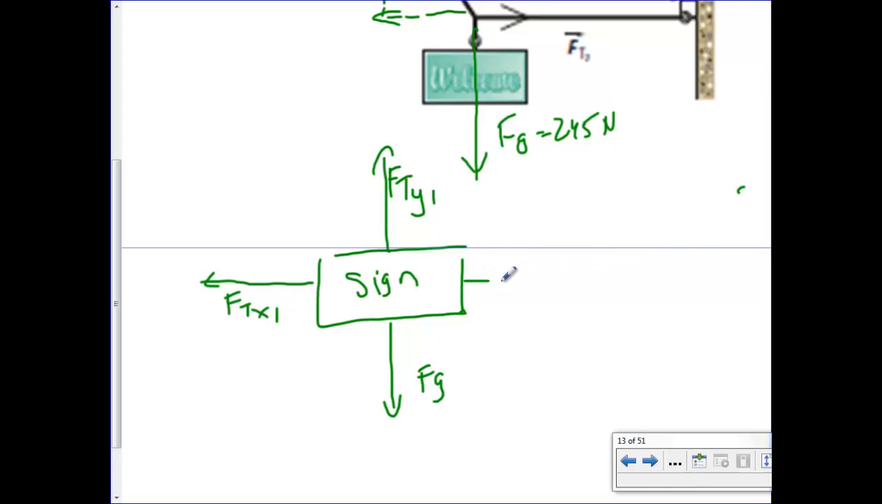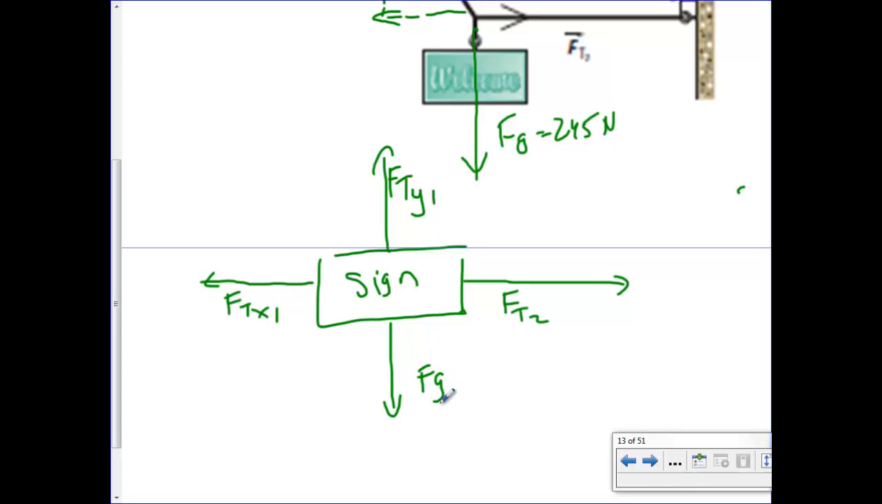The other rope that's holding it to the building, you could almost say that this is FT2. Do we have to break that guy up into an X and Y? No, we probably don't need to, do we? Is this rope, is this sign moving? Shouldn't be. Hopefully not. So here's what that means then.